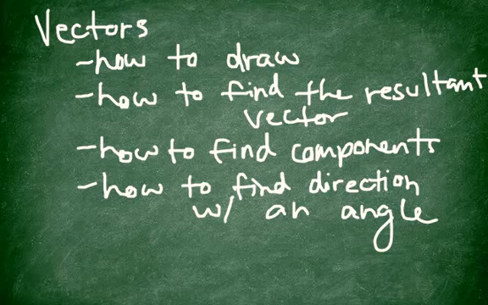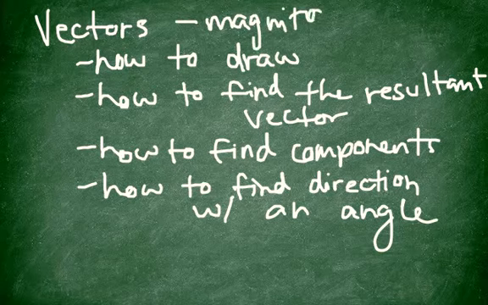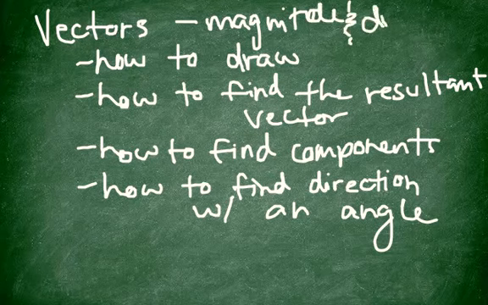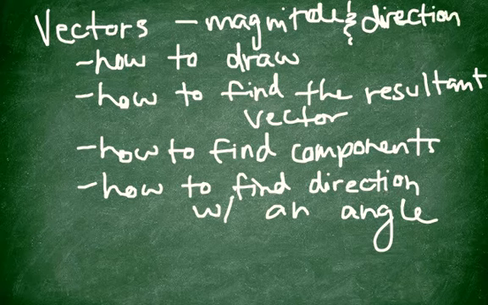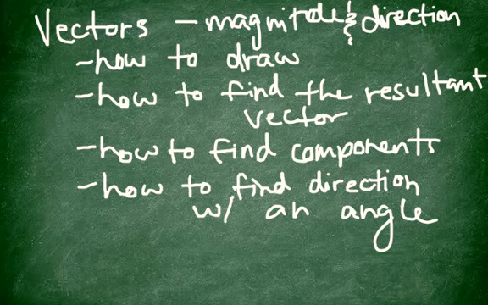So right now it's just vectors. We'll get into how vectors connect to kinematics and actually a lot of different things in physics. But just in general, remember, a vector is any quantity that has a magnitude and direction. So that would be velocity, acceleration, and later force, momentum. All of these things are vectors because they have a direction. So you need to know how to draw them, how to find the resultant vector, how to find the components of a vector, and then how to find the direction with an angle.